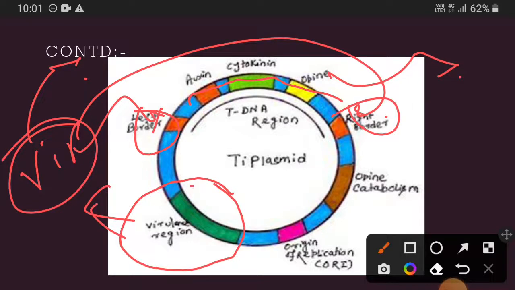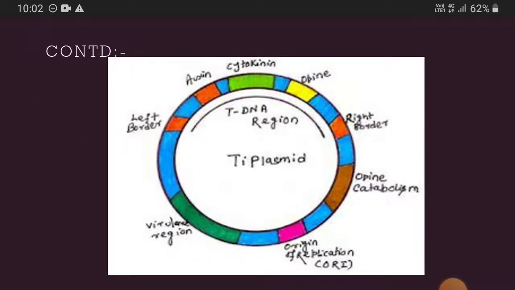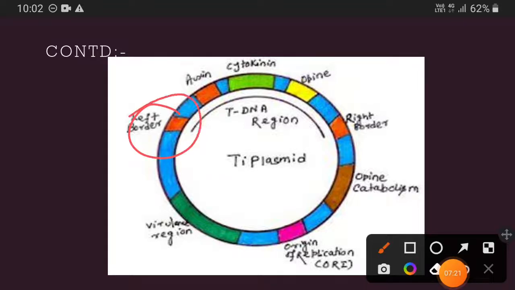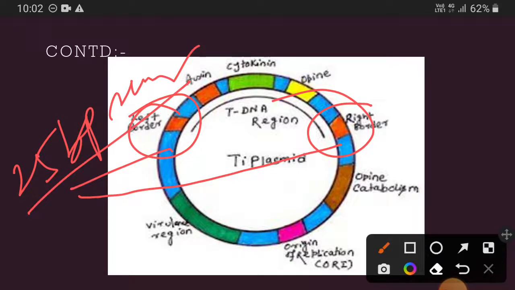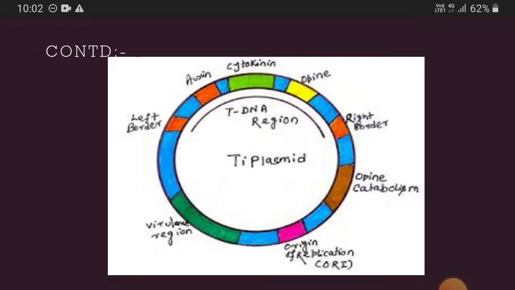Okay, so the vir gene also plays an important role, and as we have discussed, the left border and right border are nothing but flanking direct repeats of a 25 base pair sequence, and they play an important role in the transfer of the T-DNA. Okay, so these are the important components of the Ti plasmid.